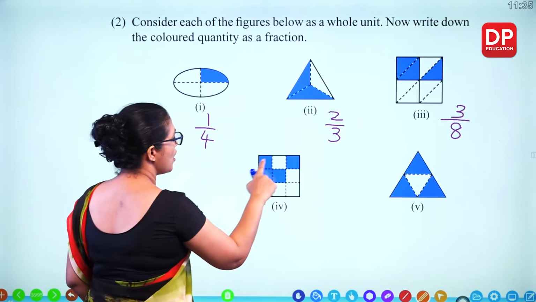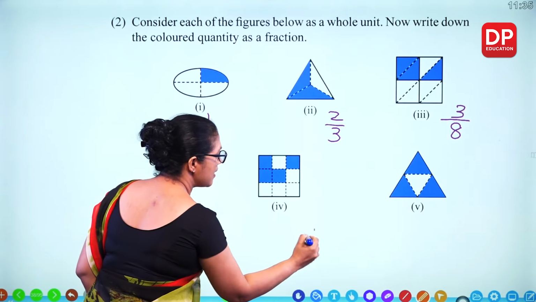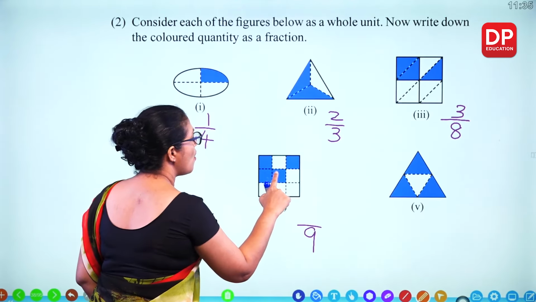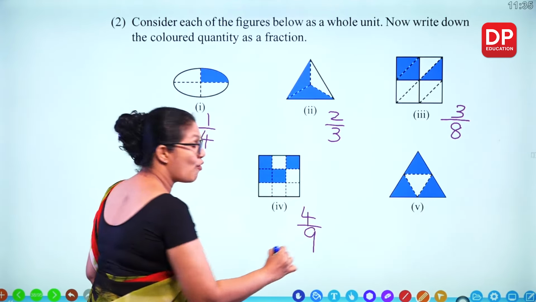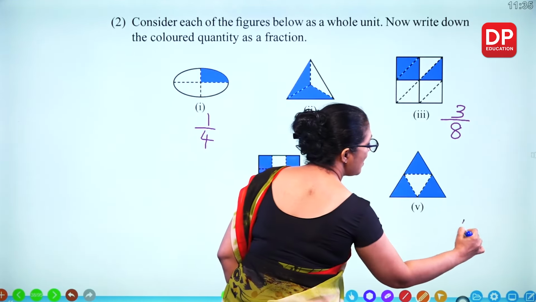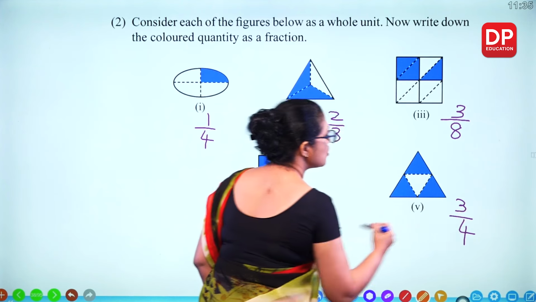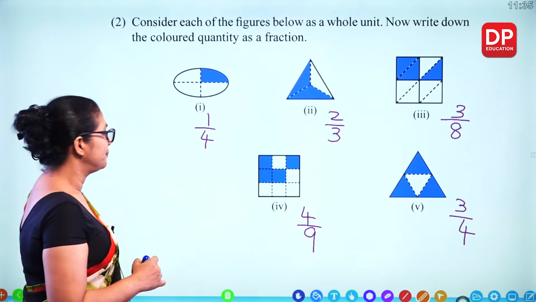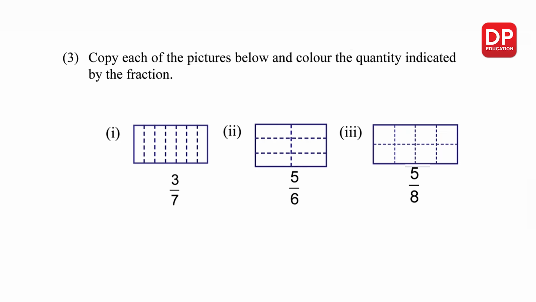This one, 1, 2, 3, 4, 5, 6, 7, 8, 9. 9 parts are there. 1, 2, 3, 4. 4 parts shaded. 4 parts are there. 3 parts shaded. 1, 2, 3.